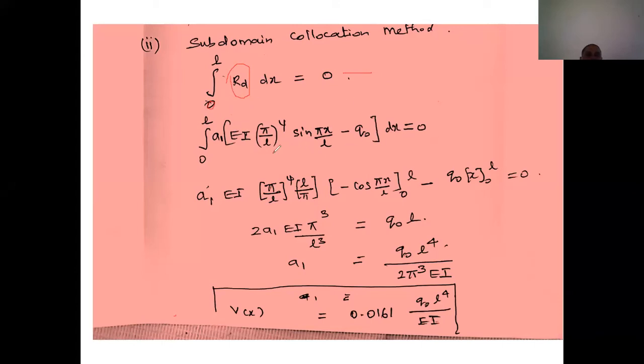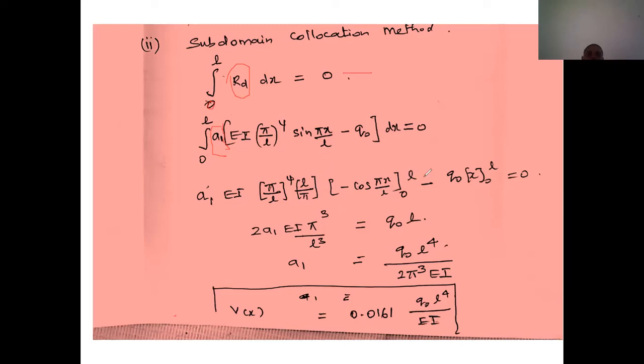If you substitute the value, the equation becomes like this: A1 into EI pi by L the whole power 4 into sine pi x by L minus q naught, which is the residual function. So you have to make it 0. Okay. So if you integrate this equation, instead of sine pi x by L, you will get minus cos pi x by L. And if you integrate the term pi x by L, you will get it divided by pi by L. And this term, if you bring into the numerator, you will get L by pi.